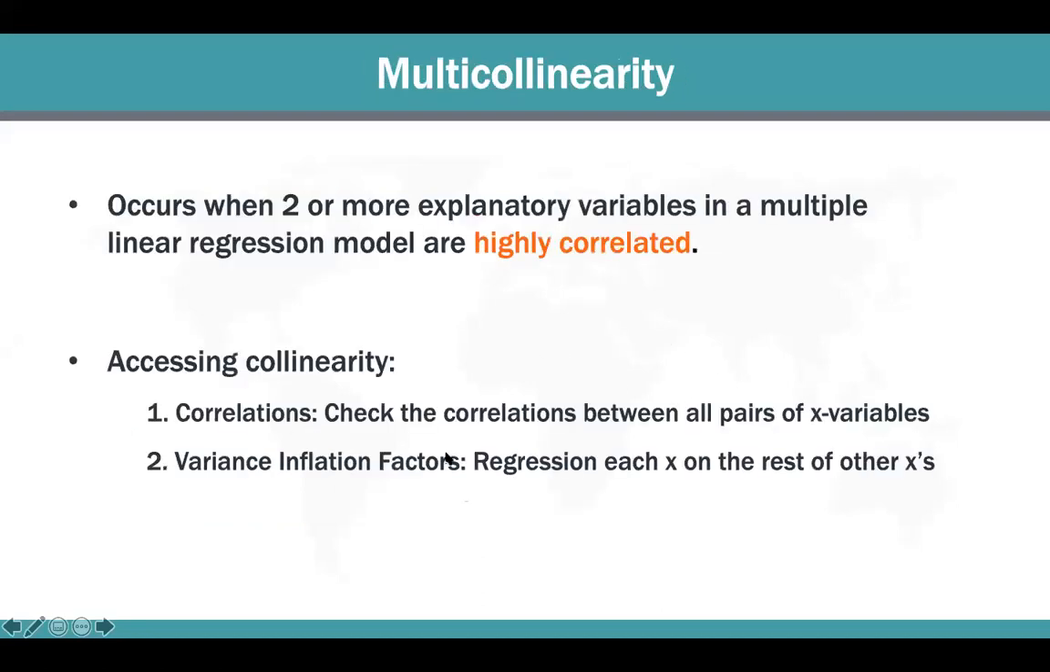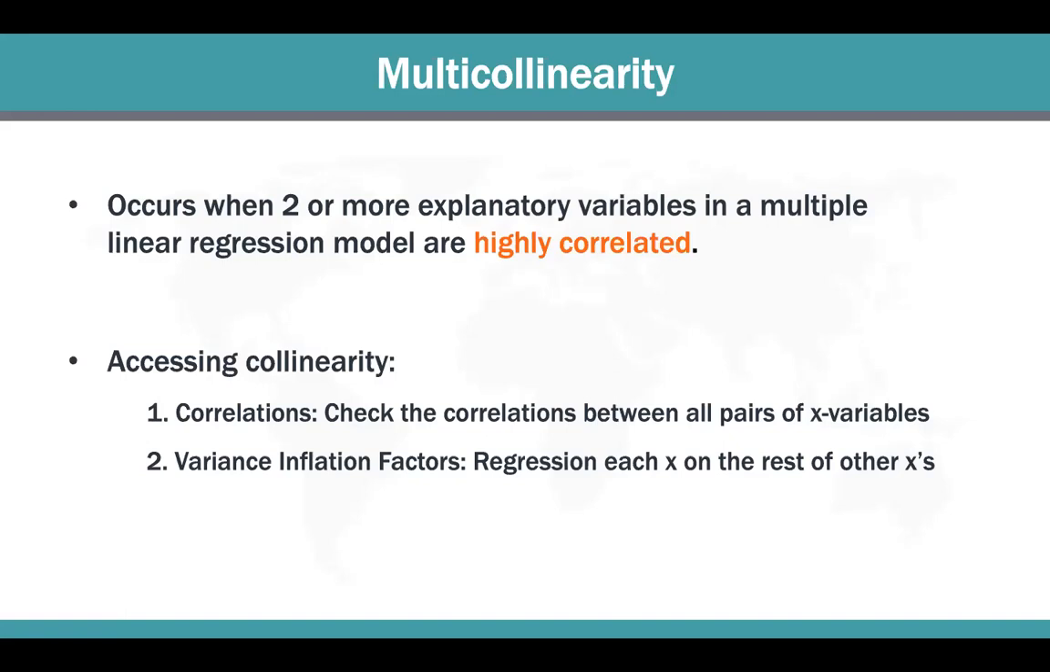Then I will introduce what multicollinearity is. It occurs when 2 or more explanatory variables in a multiple linear regression model are highly correlated. If two variables are collinear, you may want to drop one of these variables from your model. Really, drop the one that you think is the least important, which will depend on your own topic area.